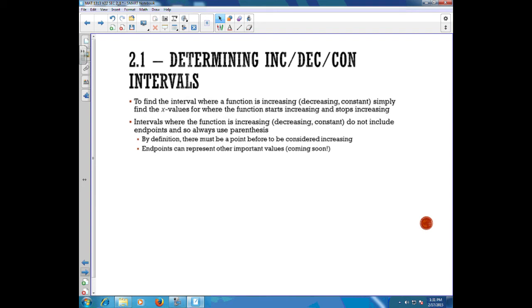So whenever we write the intervals for increasing, decreasing, and constant, we're always going to use parentheses. We will never include the endpoints of these intervals. The endpoints can be called something else, which we'll talk about in just a few minutes. By definition, there must be a point before it for the starting point to be increasing. Okay, so endpoints are not considered increasing, decreasing, or constant. So we always use parentheses when we're writing these intervals.